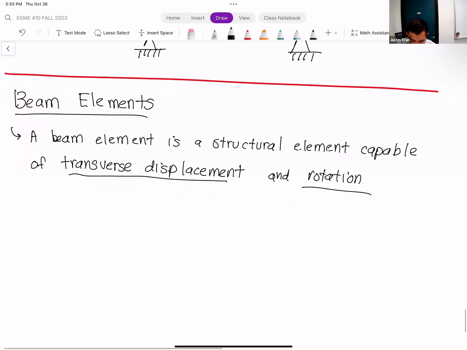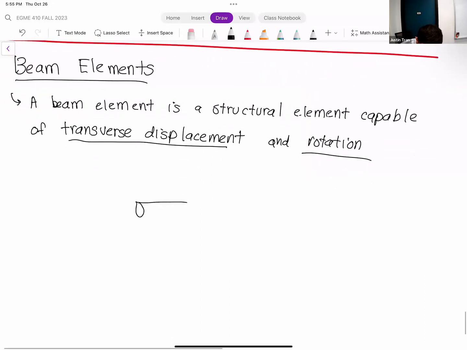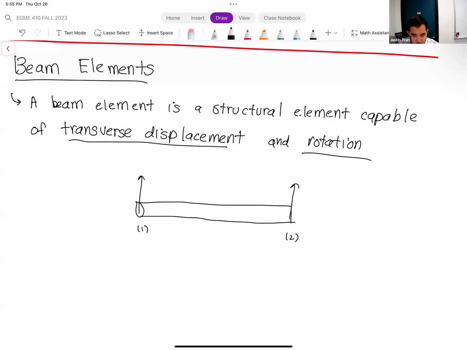If we were to draw a beam element, transverse displacement is defined as displacement that's perpendicular to the element itself. We call this node 1 on the left, node 2 on the right. The transverse displacements would be displacements that are perpendicular to this length. So in this case, it would be the y direction. So we have u1 or d1y, and d2y.